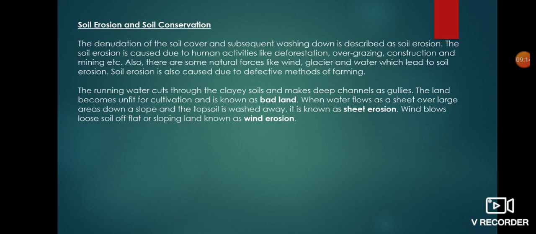Wind blows loose soil off flat or sloping land. Soil erosion is also caused due to defective methods of farming, like plowing in the wrong way, that is up and down the slope, which forms channels for the quick flow of water, leading to soil erosion.